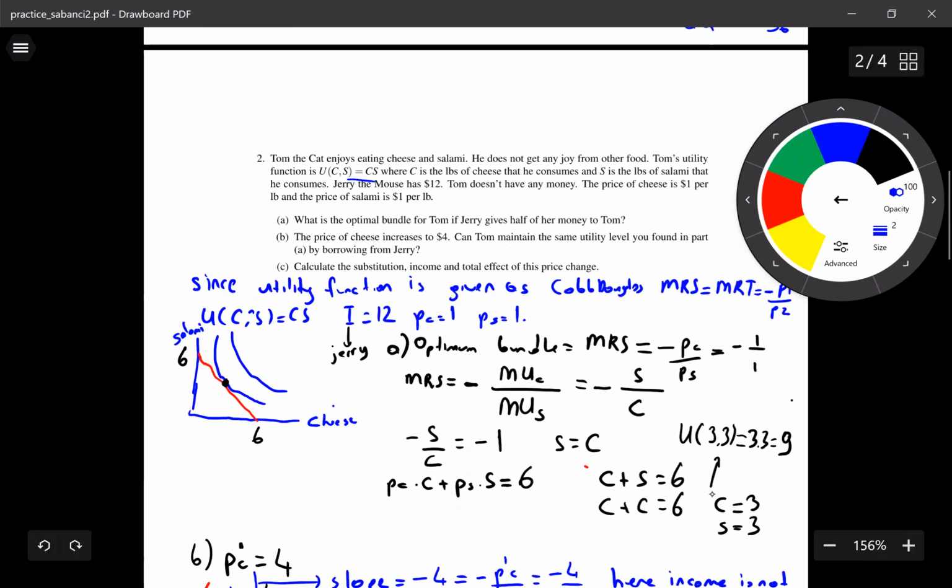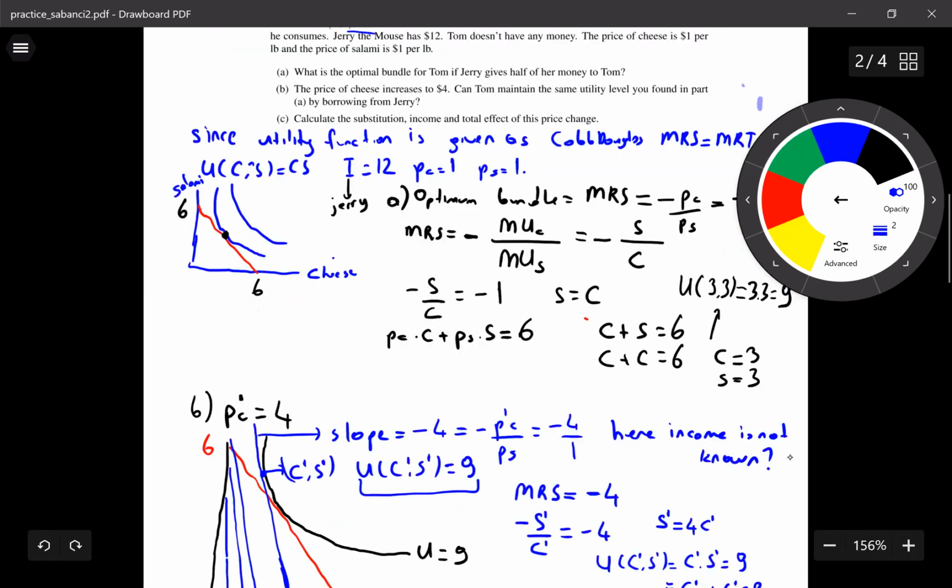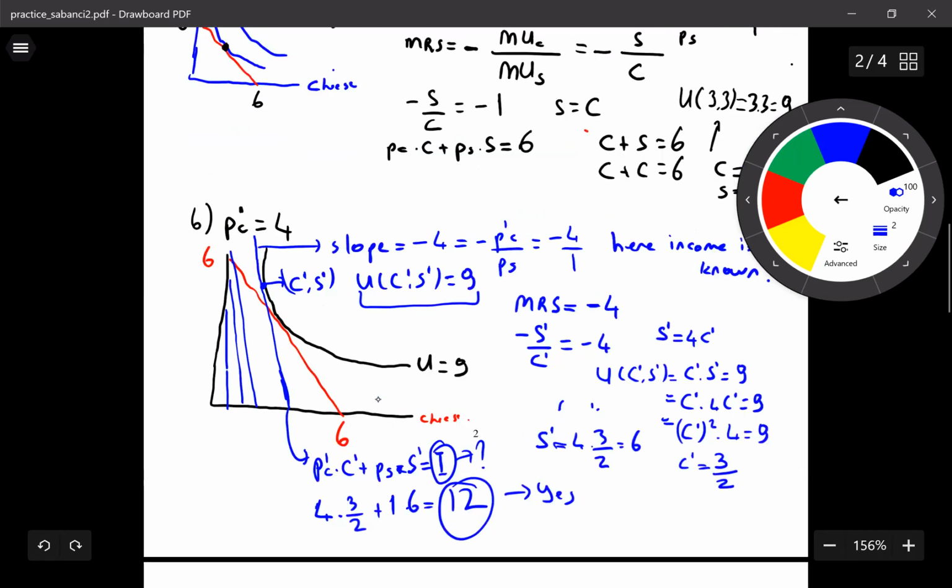What is the utility level that we achieved in part A? It is 9. So what the question is in fact asking is the following: with the new prices, which means the budget line having a slope of -4, what is the level of income that I need to have a utility of 9? This is the utility we found in part A.